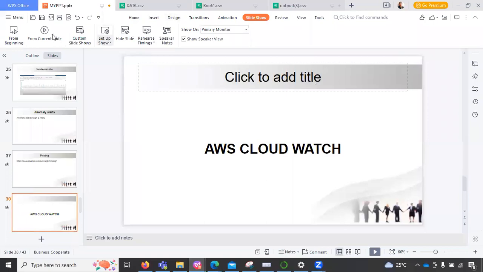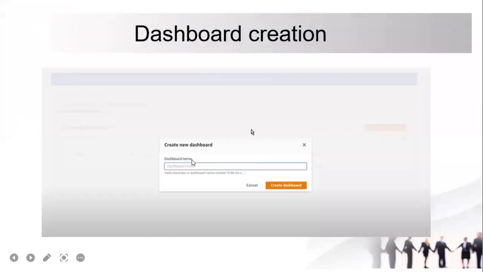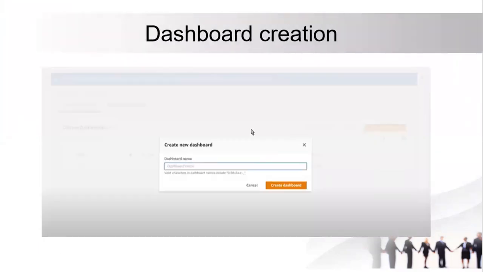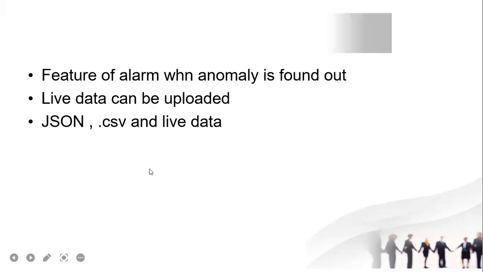Again, AWS has one more thing, that is AWS CloudWatch. This is also a paid service. In this CloudWatch, you have to prepare your own dashboard. You have to apply the data set. And they have given different pictorial or graphical representations, so you can choose in which format you will get the output of your data. Such widgets are available on CloudWatch. Whenever any anomaly is found, it will generate an alarm automatically, and that will be shown to the person who wants to find the anomaly.